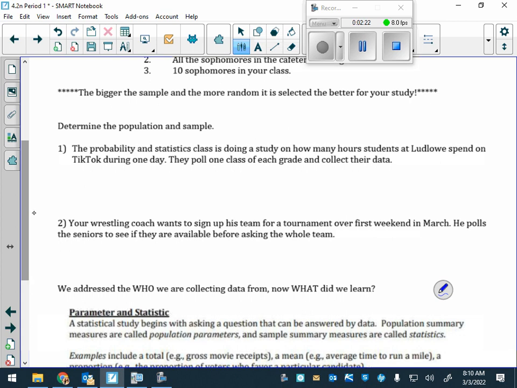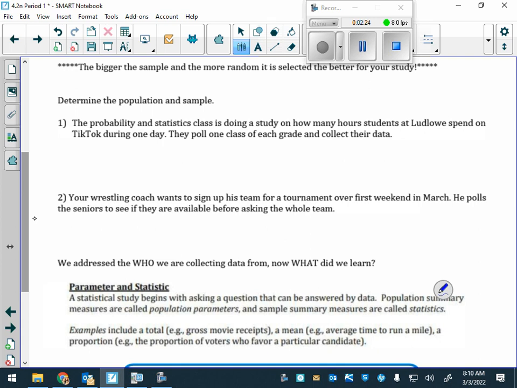All right, so we have two examples here, okay? The probability and statistics class is doing a study on how many hours students at Ludlow spend on TikTok during one day, okay? They poll one class of each grade and collect their data. So what is the big picture? What is the population?